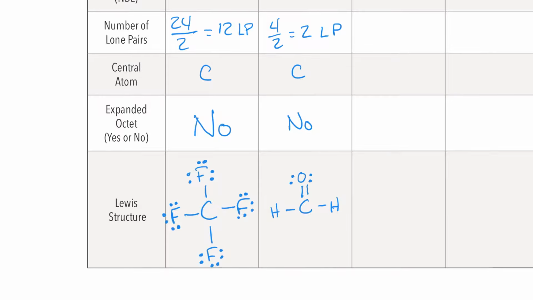So now we've used up our 4 bonds and our 2 lone pairs. We'll do a quick count to make sure we've used all of our electrons. We've got 2, 4, 6, 8, 10, 12. We've used 12 electrons, and there are 12 electrons in our valence electrons, so this is a proper Lewis structure.